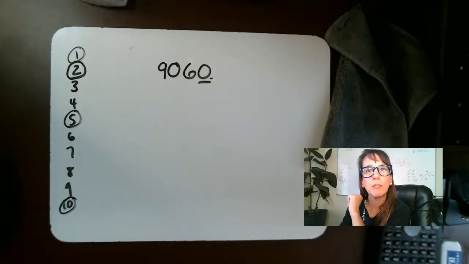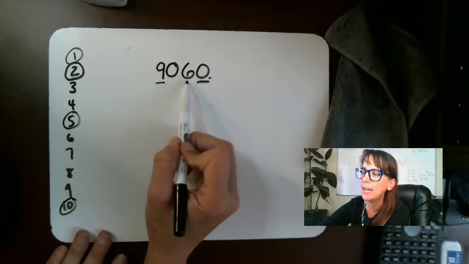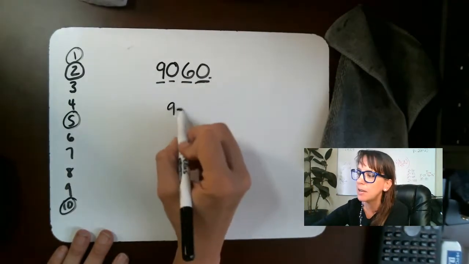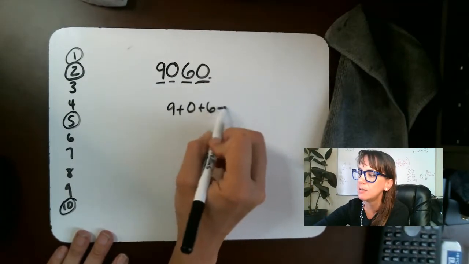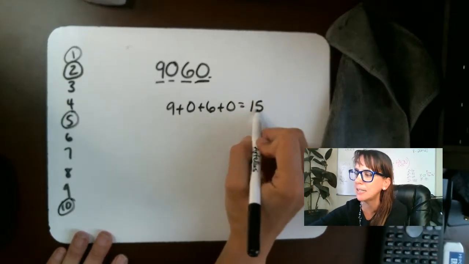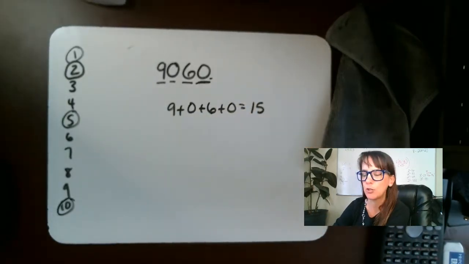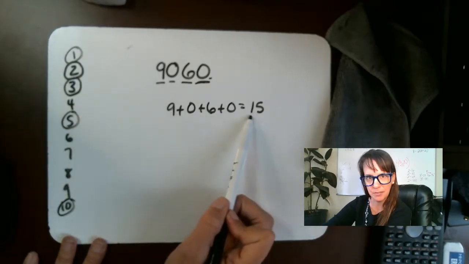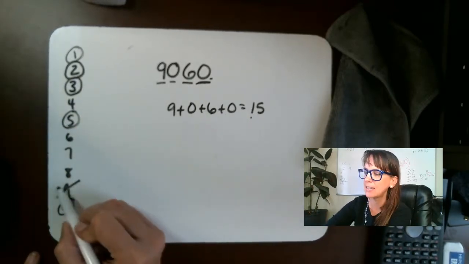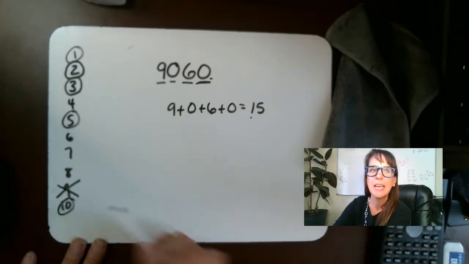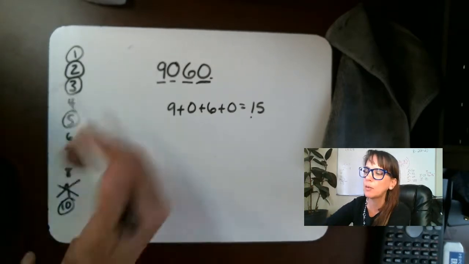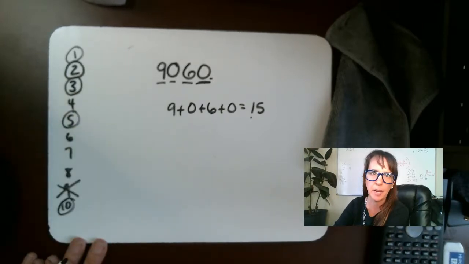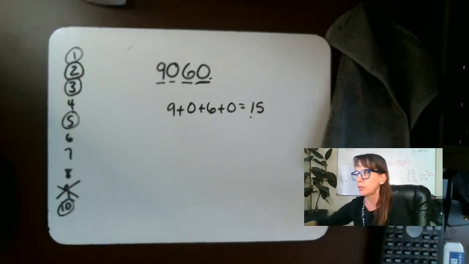Now let's do that trick for 3 and 9. 9 plus 0 plus 6 plus 0 equals 15. Does 3 go into 15? Sure does, so 3 is going to go into this number. Does 9 go into 15? No, it does not, so 9 is not going to go into this number, okay? The rest of these are not as important. Don't worry about 4, 6, 7, and 8, but I really want you to focus on the others.